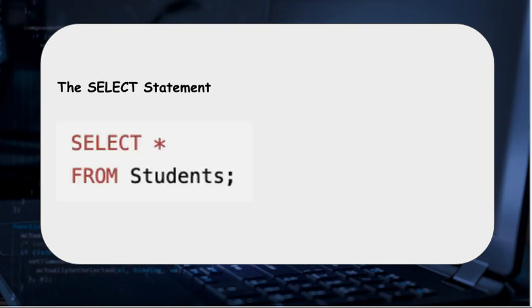First of all, we've got the select statement. This is used to retrieve information. The asterisk means show every column, and then from is the table that you are selecting. So this query asks the database to display everything in the students table.